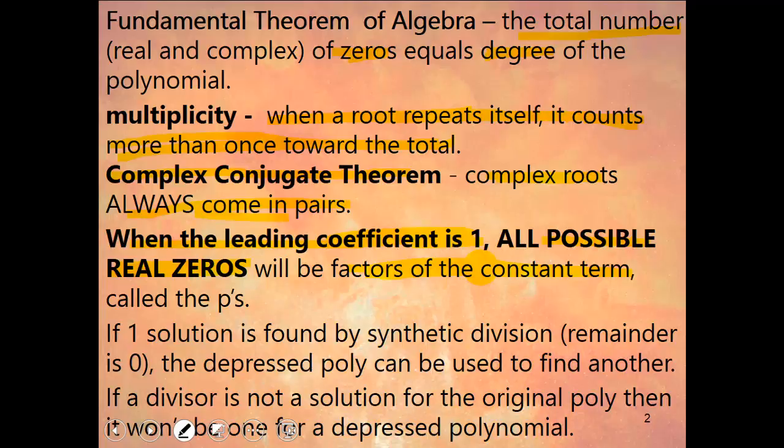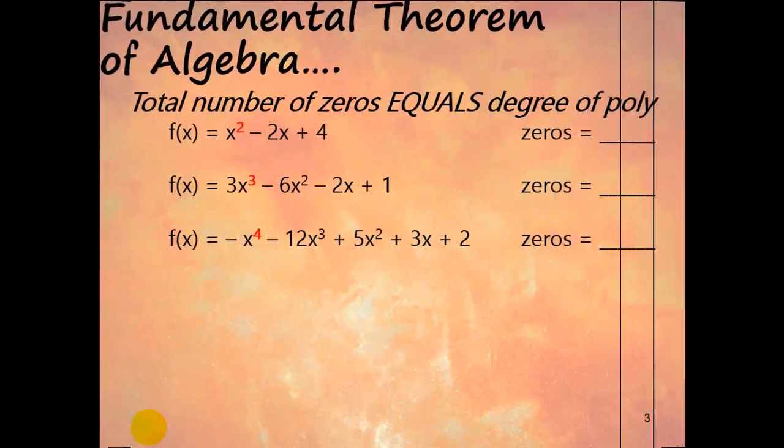Once you find one solution, then you can use the depressed polynomial to keep looking for others. And this is where I would say check that one that just produced a 0 remainder to see if it has multiplicity. Also, if a factor that you divided by doesn't work in the original, then it won't work in the depressed polynomial either. So look for those types of things to occur.